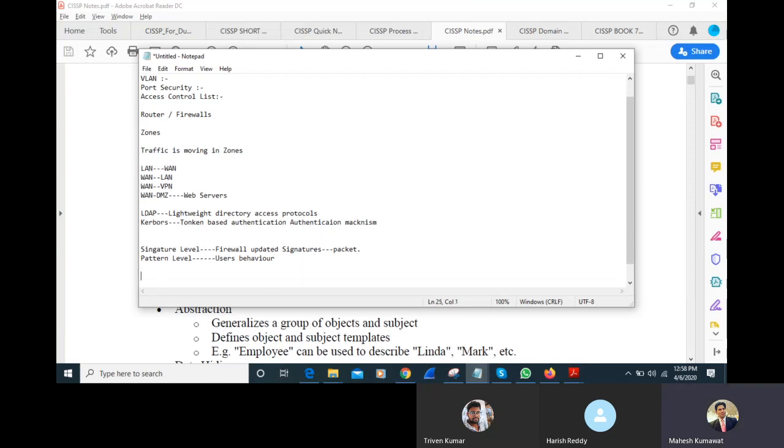What does it mean? Suppose you always access your net banking through Mozilla Firefox, but one time the traffic comes from Chrome. At that time, your firewall checks what type of pattern it is. The user always uses Mozilla, so why is he using Chrome this time? It will not provide all the security features at that time. It will still be accessible, no problem, but it will check which security features exist.